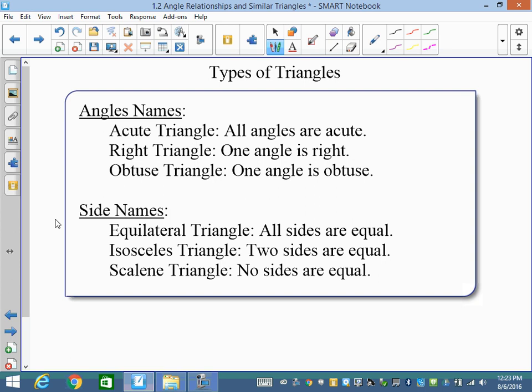You cannot have a 90-degree angle and a 150-degree angle in the same triangle. It just doesn't work that way. And an obtuse triangle is one angle is obtuse, the other two are acute. So that's what we have.